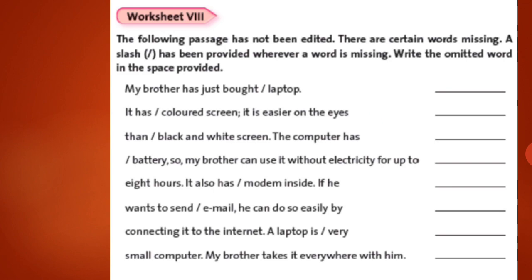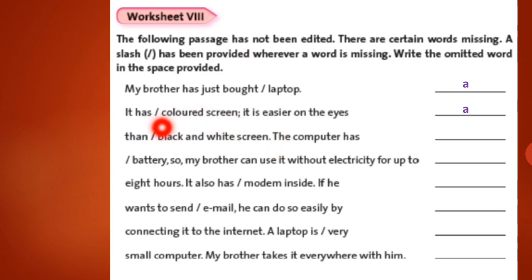The is a definite article, and a or an, on the other hand, are indefinite articles. The is used before a definite noun, and a or an before an indefinite noun. So let's tell. My brother has just bought slash laptop. So we can see what? A. Why so? Because the L consonant sound is there. A laptop.